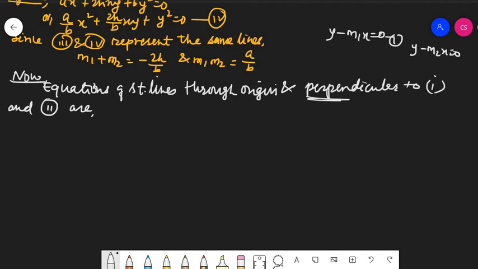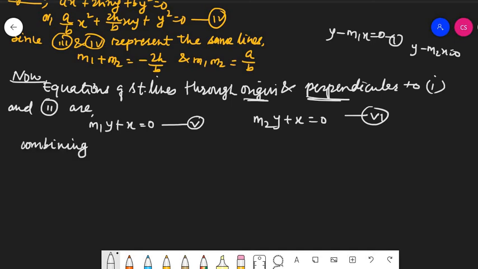So equation 1 becomes m1y + x + k = 0, isn't it? But here it is already said that it passes through the origin, so the constant term we should not give, that is, k must not be written. So equation 1 at last becomes m1y + x = 0. Let this be equation 5, and similarly equation 2 becomes m2y + x = 0. Let this be equation 6.